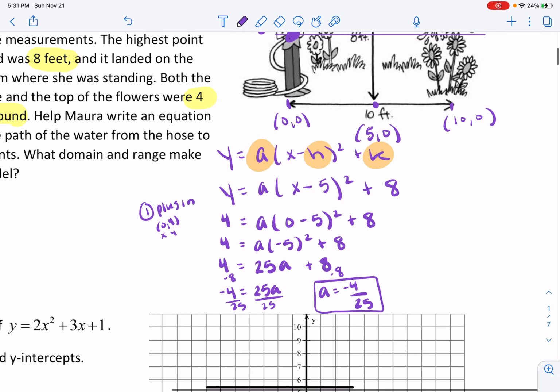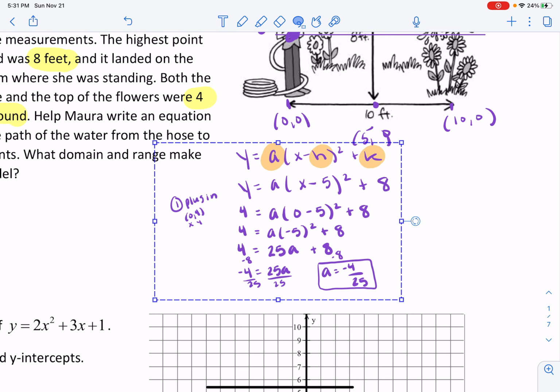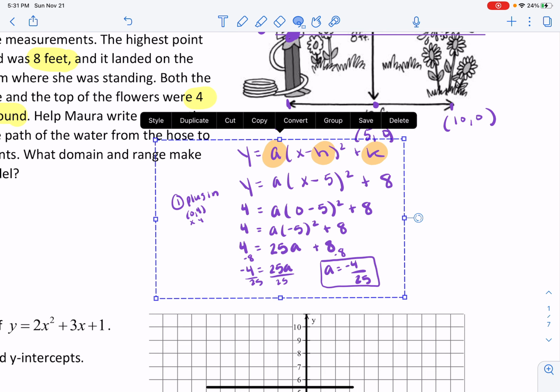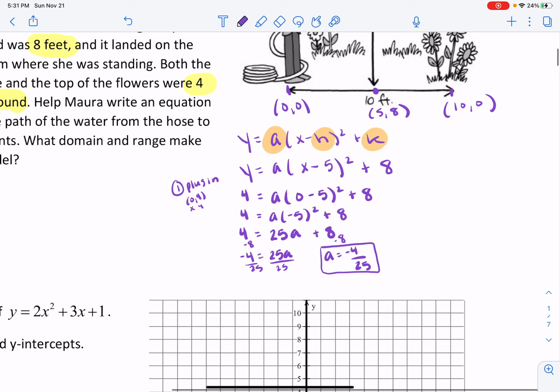So now we can go ahead and plug in. Let's see if I can make it a little smaller. Okay, so now we can go ahead and plug this in. So we have y equals negative 4 over 25 times x minus 5 squared plus 8. And we have our final equation.